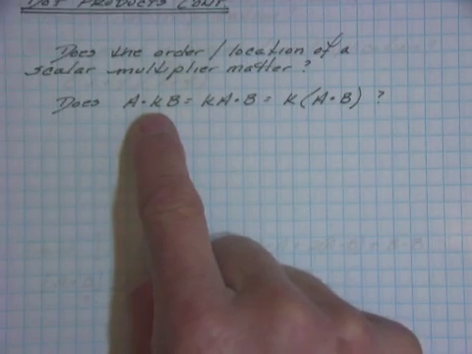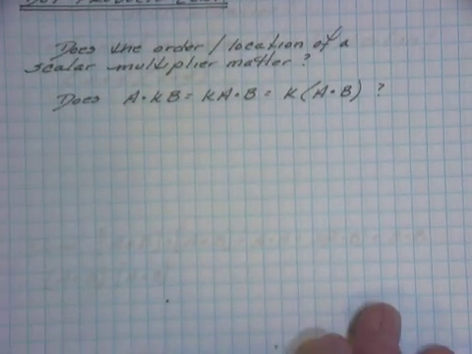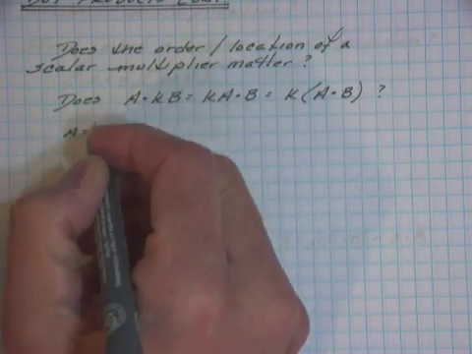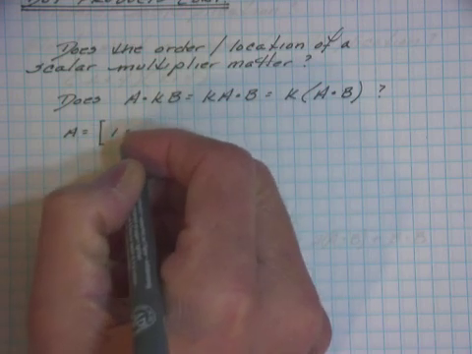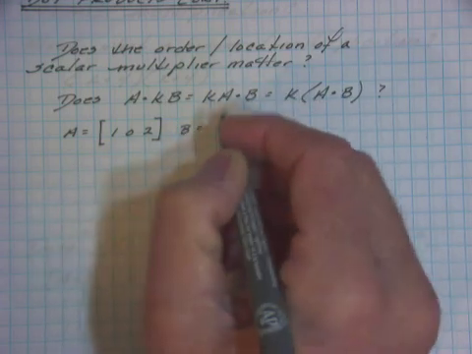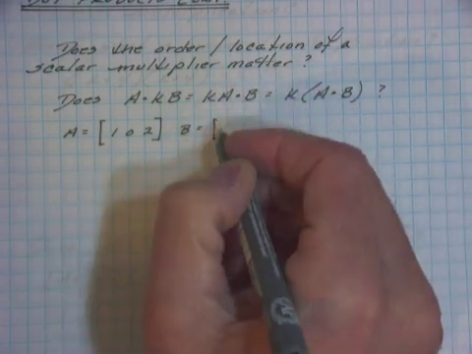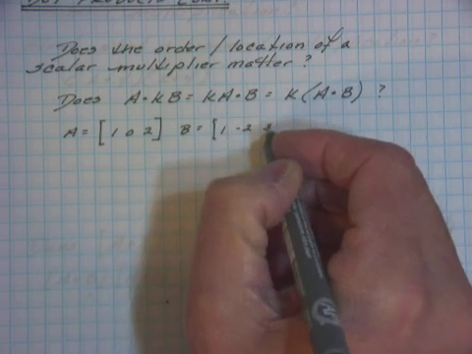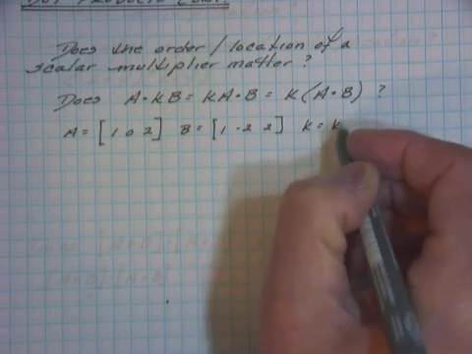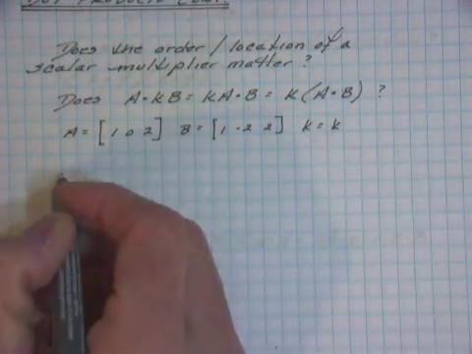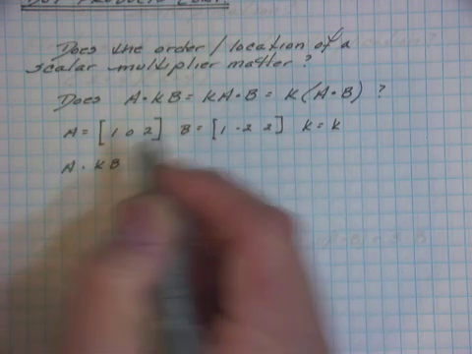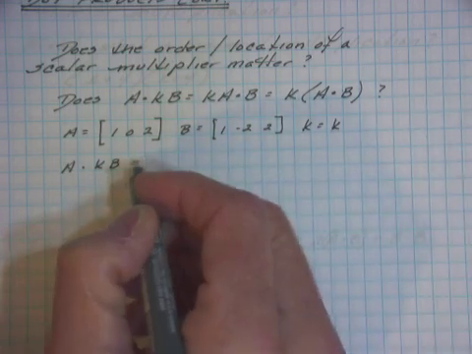So let's tackle the first one first, but we need some matrices to work with. So I'm going to say that A equals 1 row, 3 columns: 1, 0, 2. B equals, it's got to be the same size, so it's 1, negative 2, 2. And I'll use a scalar multiplier of k. So let's tackle the first one. Let's go A dot kB. And let's see what that equals, okay?